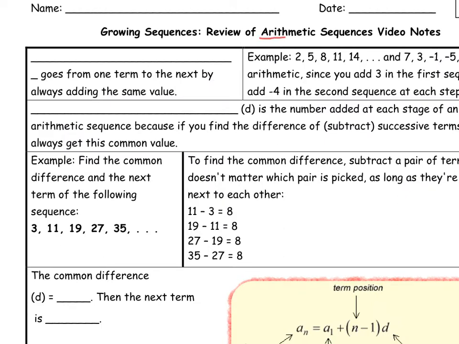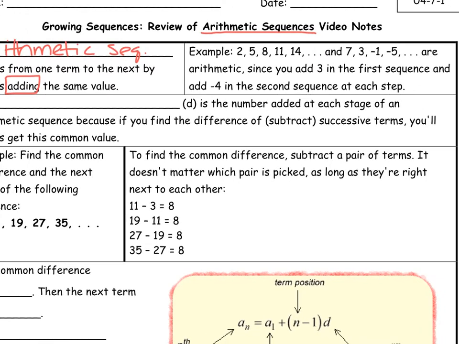If you remember, from the end of Unit 2, Part 3, an arithmetic sequence gets from one term to the next by adding the same value. So arithmetic means to add the same value to get from one term to the next. In this example, 2, 5, 8, 11, and 14, to get from one term to the next, we're adding 3 each time. So it's plus 3, plus 3, plus 3. It has a constant rate of change.